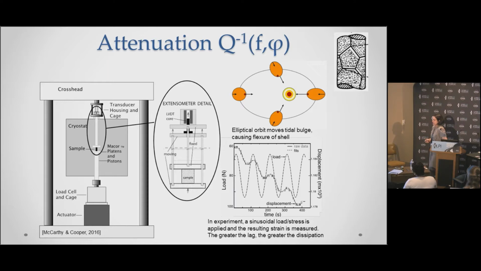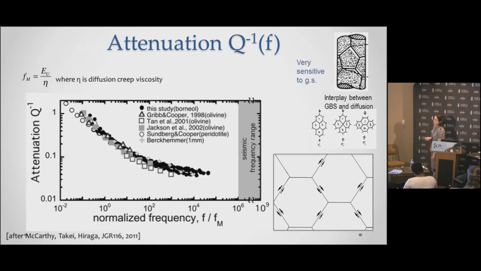we basically apply a nice sinusoid in stress, and then the sample responds with a sinusoid in strain. And if it was a perfectly elastic material, which does not exist, it would be perfectly in phase, but all real materials have some sort of lag. And the greater the phase lag is, the greater the dissipation, and that's what we're trying to measure. And so we do this at a variety of frequencies, and we get a spectra like this, which is this sort of low frequency dependent, not exactly power law relationship.